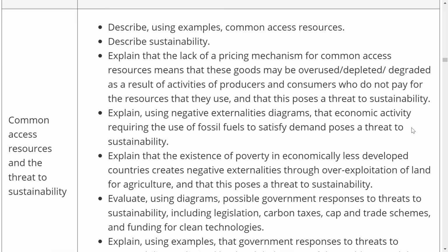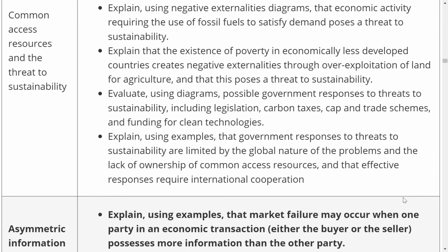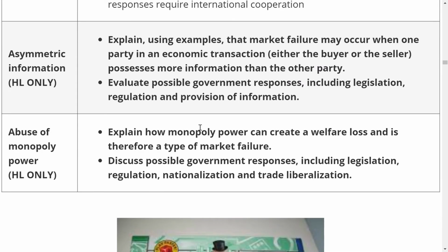So common access resources and the tragedy of the commons, once again, not quite an easy topic. You must also understand that under a market failure, people act in their own self-interest rather than in the interest of the collective society. That is when the tragedy of the commons occurs. Common access and sustainable development, when it comes to pricing mechanisms, when it comes to economic development.